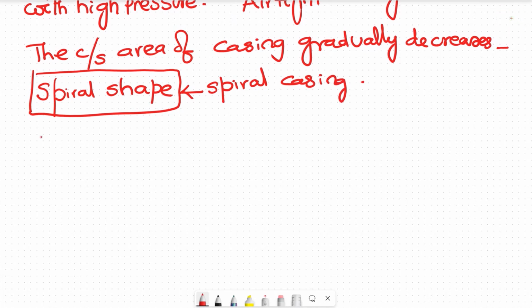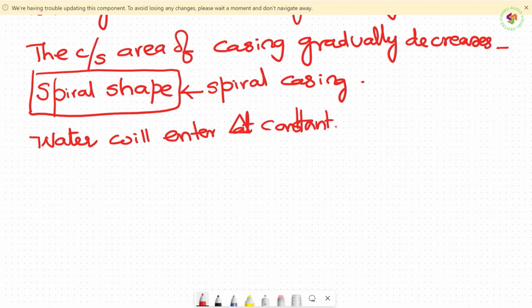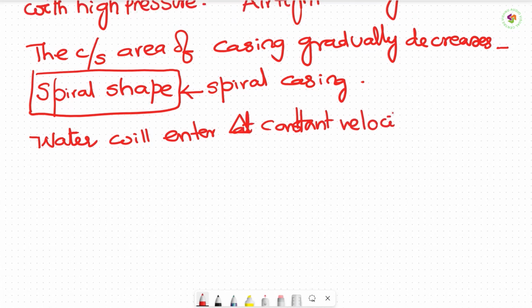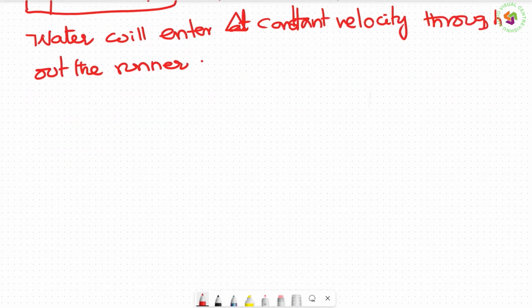Reason for this is water will enter at constant velocity, at constant velocity throughout the runner. This is the reason why we are having it as a spiral. How it looks like, I will show.